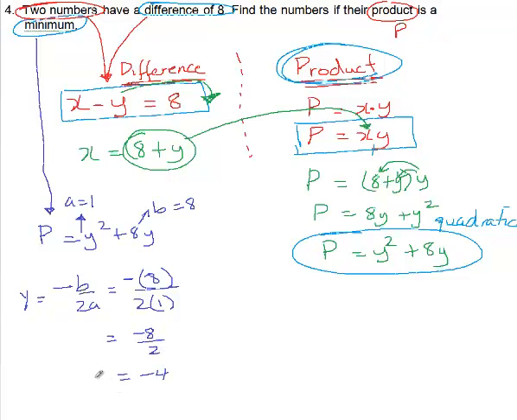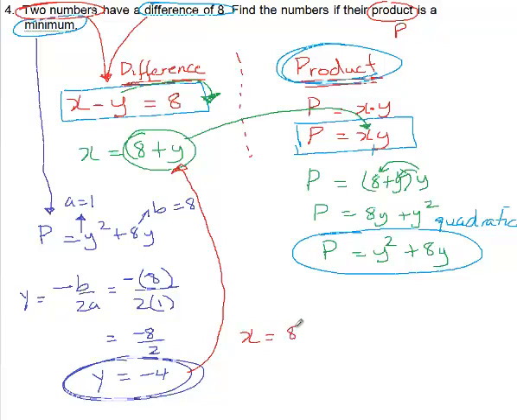Now remember, one of the numbers is negative 4. What's the other number? Well, we know it's positive 4, but how do we get it? Take that value and substitute it right back in there. So the other value is 8 plus y, which is 8 plus negative 4. The other number must be 4.